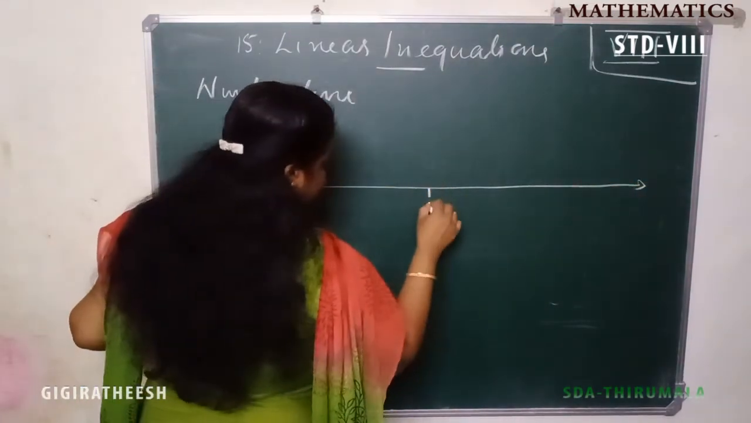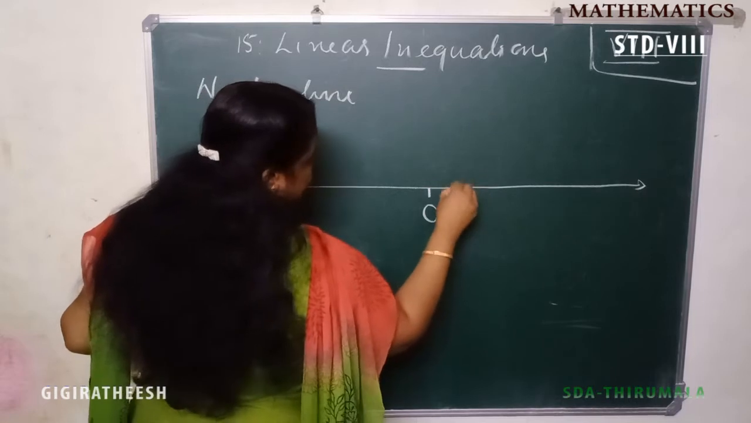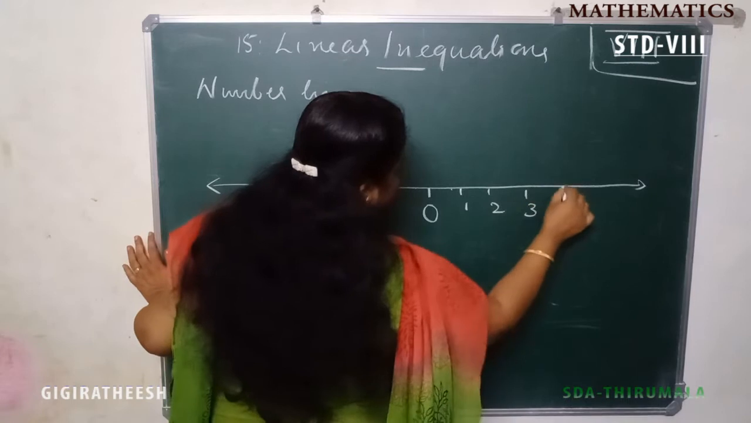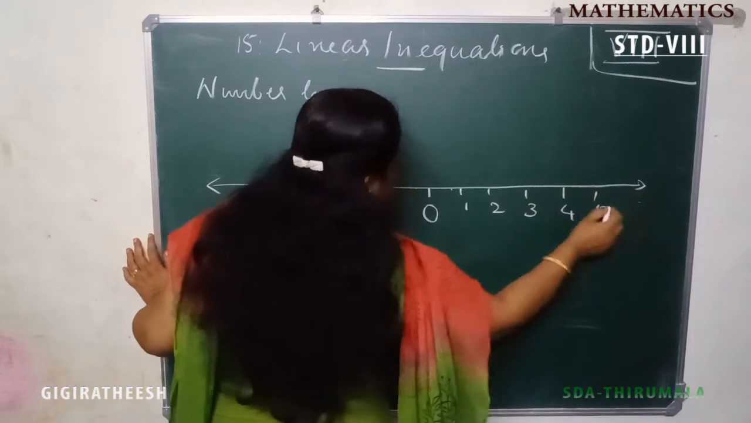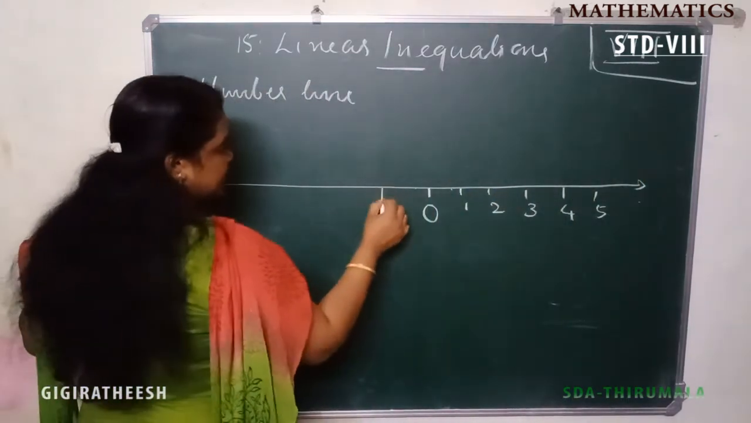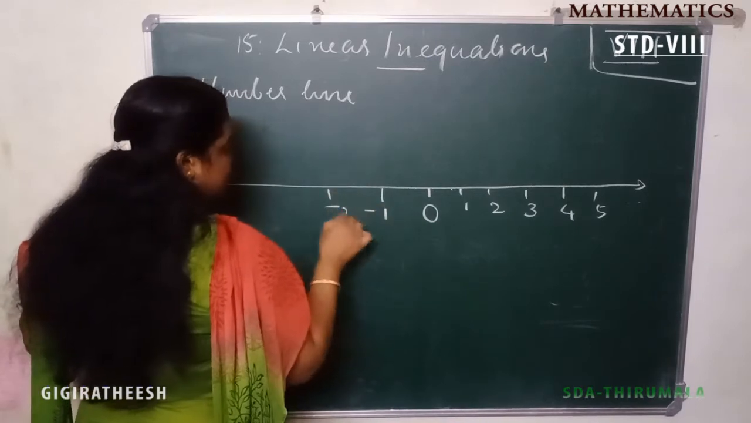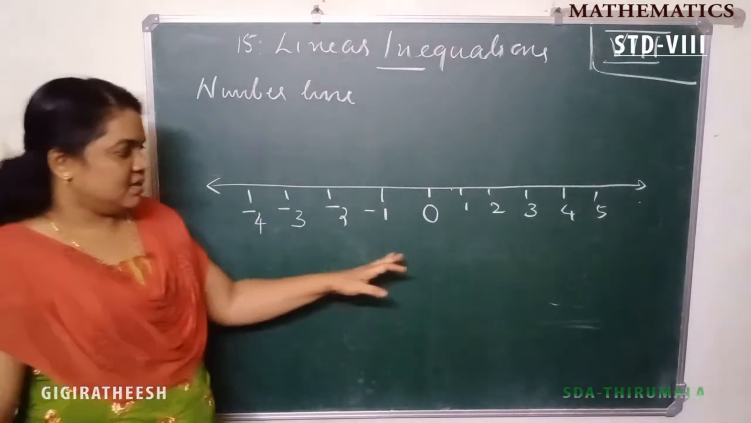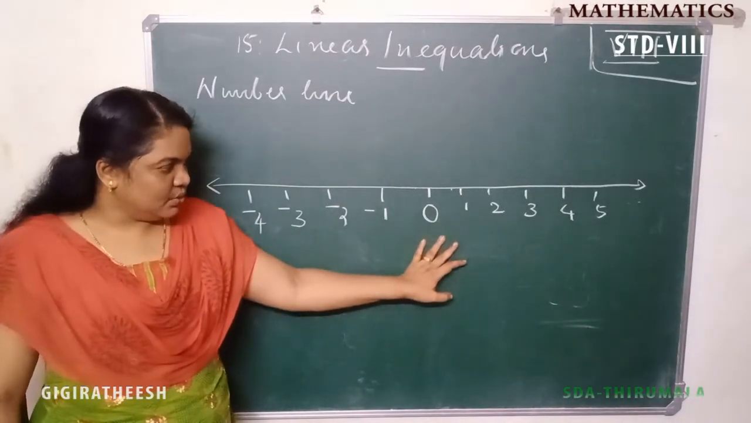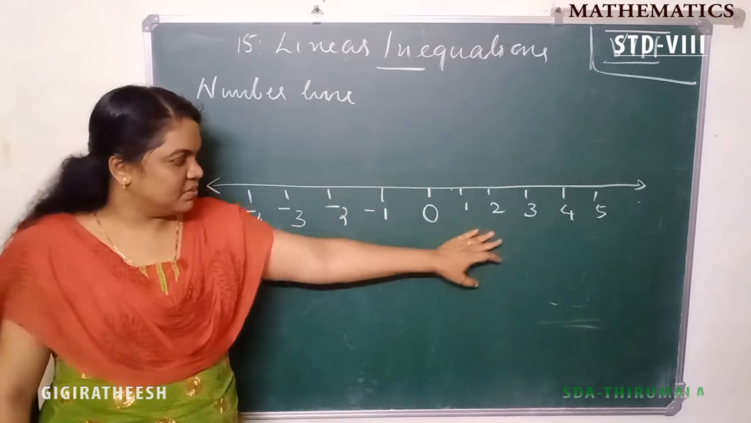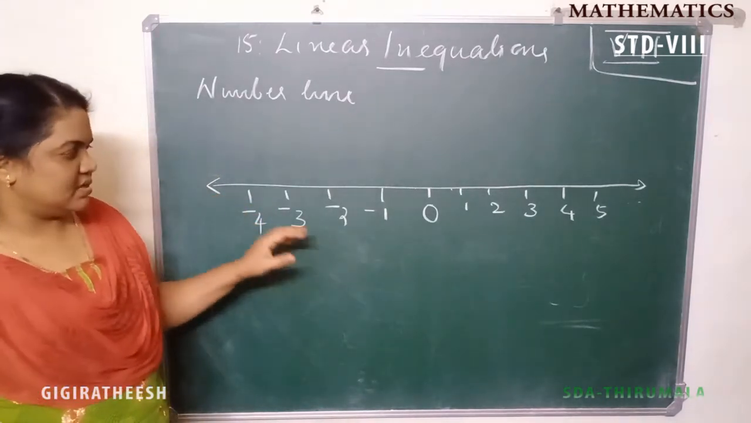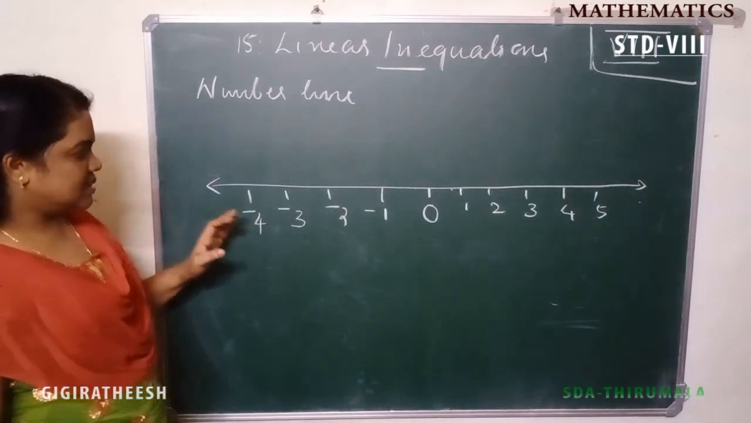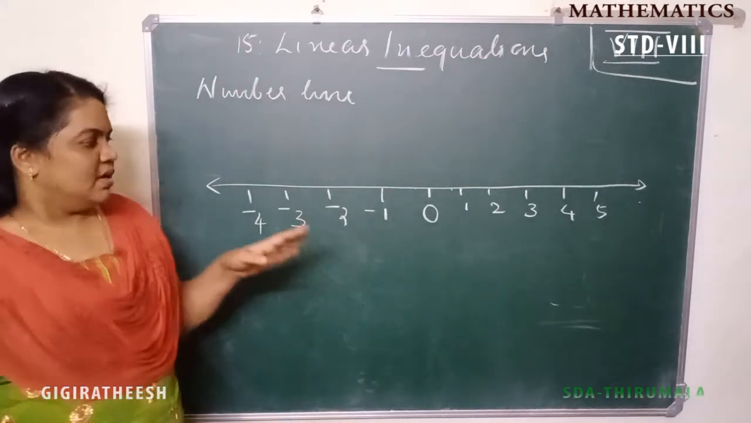The center is 0, and to the right are the positive numbers: 1, 2, 3, 4, 5, etc. To the left side are the negative numbers: negative 1, negative 2, negative 3, negative 4, etc. Including 0, we have the natural numbers and the integers. The integers are the negative numbers, the positive numbers, and 0. Integers are represented on a number line.